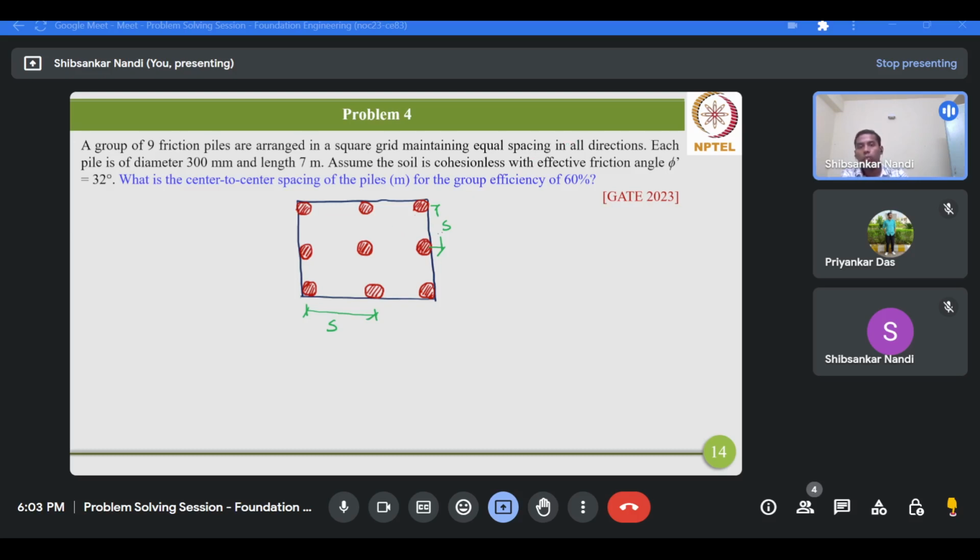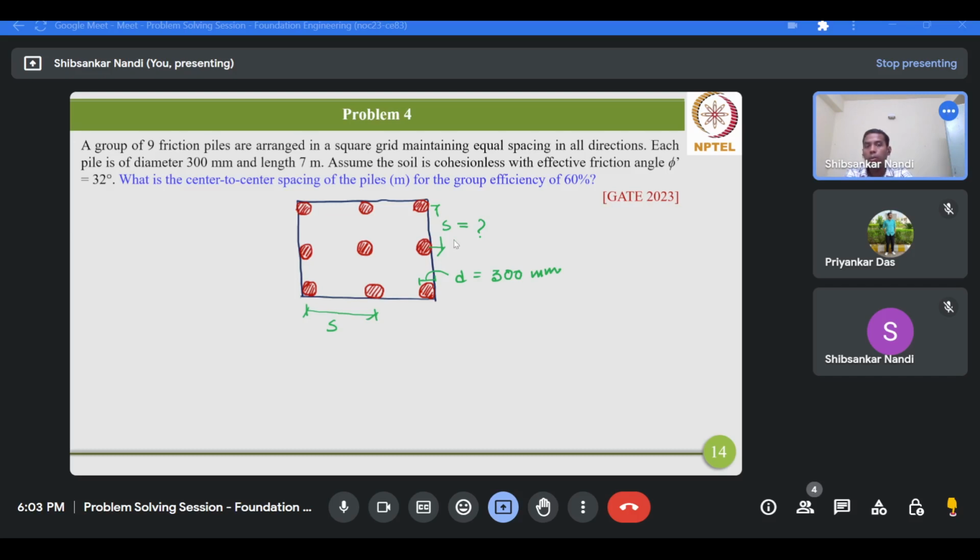Now, what is the diameter of the pile? The diameter of the pile is 300 mm, and the length of the pile is 7 meter. Now, what you have to do? You have to determine the center to center spacing of the piles, that means this S value, for the group efficiency of 60%. Therefore, you have to calculate the group efficiency first.